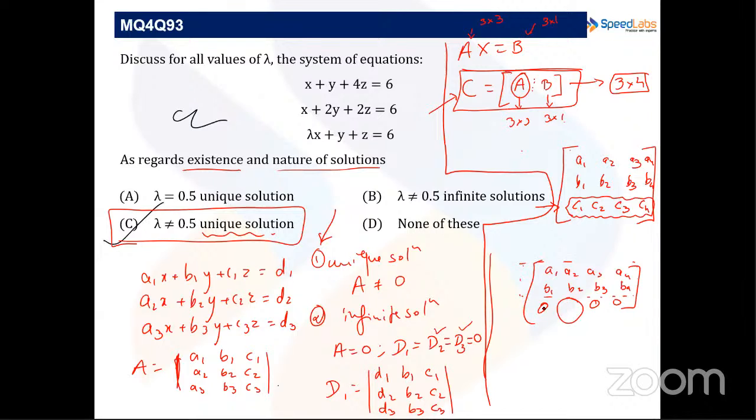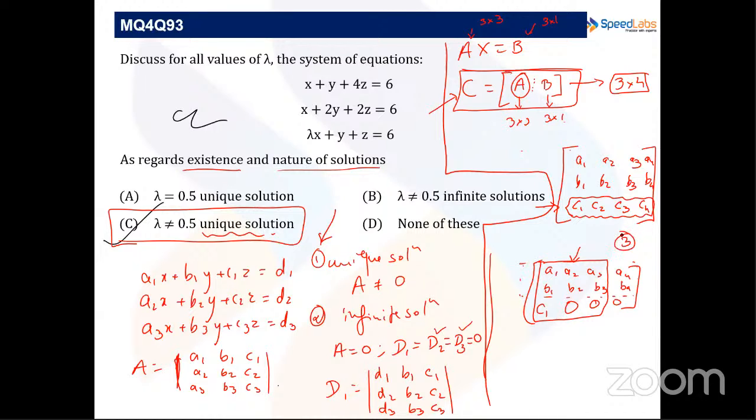Now if we are having this value C1 and all these are 0, so this will be 0, but there will be at least one determinant, this determinant, which is of 3 cross 3 and which is non-zero. So again the rank will be 3.